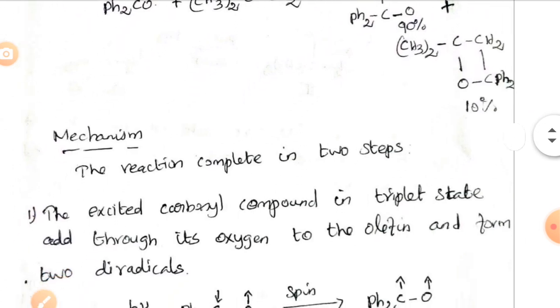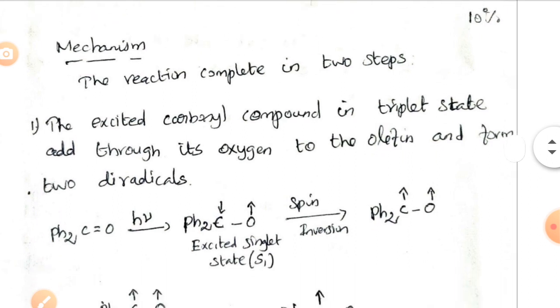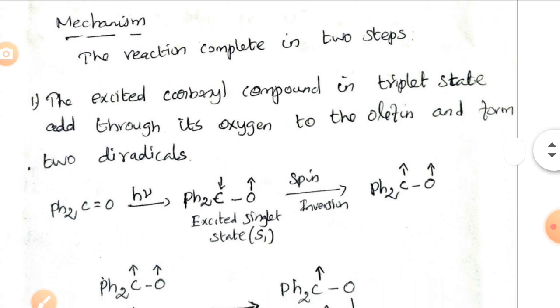The mechanism of this reaction is completed in two steps. In the first step, the excited carbonyl compound in the triplet state transfers its oxygen to the olefin, bonding with the olefin, and forms a diradical.